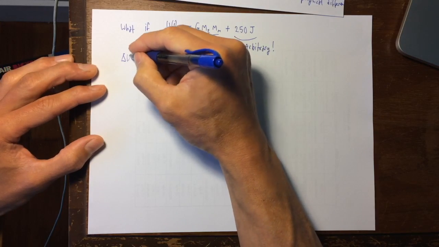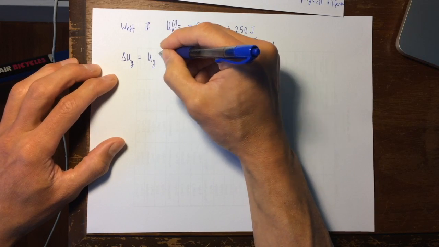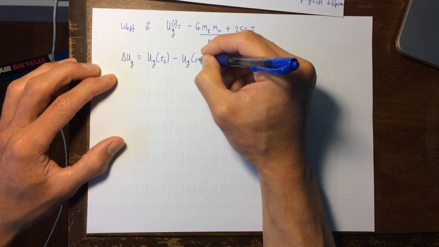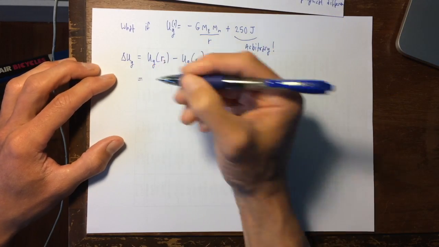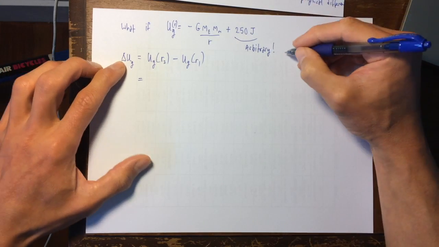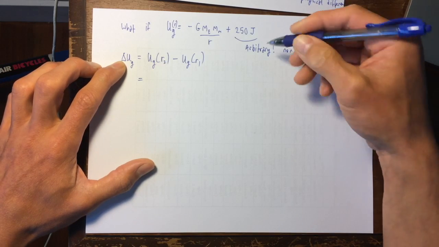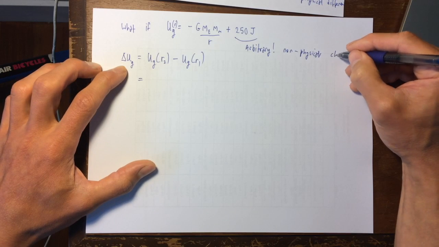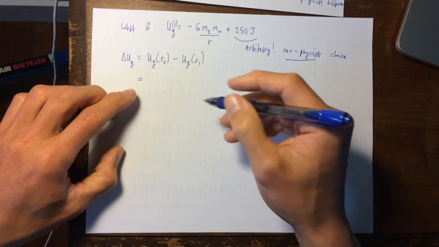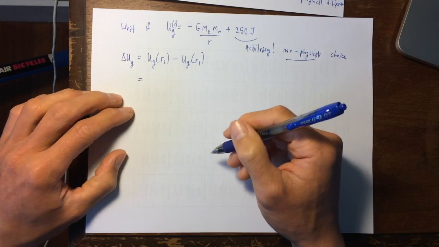So delta U, gravitational energy, is equal to U sub G at R2 minus U sub G at R1, right? That's what delta U sub G is. And this is the physical thing. And I just did this like non-physical, arbitrary, no rhyme or reason choice. Right? It's a non-physical choice. But let's go nonetheless use this new version of potential energy, or alternate version.